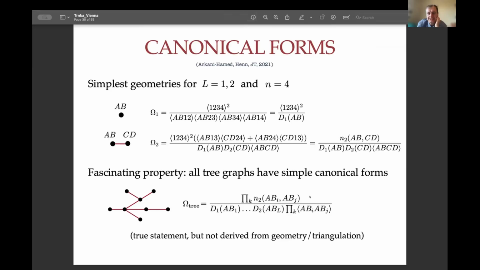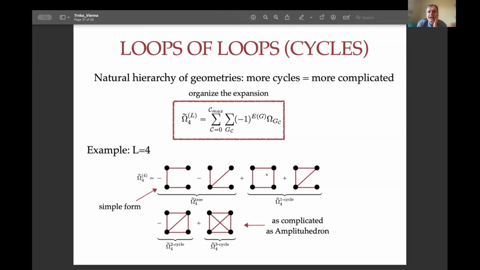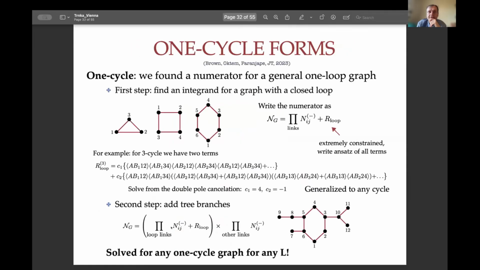They are just given by this simple factorization formula. The canonical forms for the negative geometries with cycles have more complicated forms. For one cycle graphs, we actually solved this problem exactly a few years ago. We still don't know how to derive it from triangulation and mathematics, but we use some ansatz for the numerator and then fix the numerator, imposing conditions where the numerator should vanish, and this completely fixed the numerator.